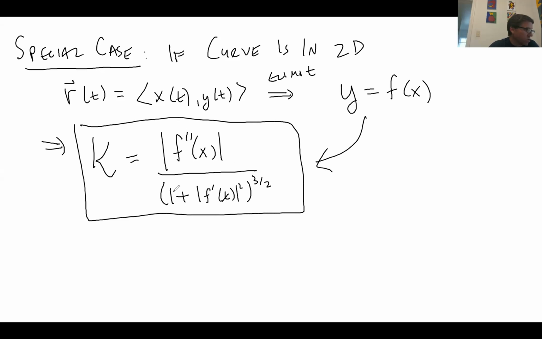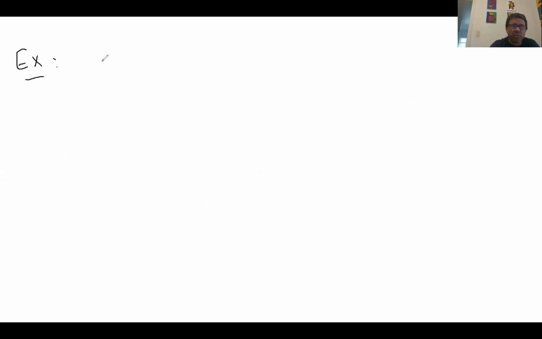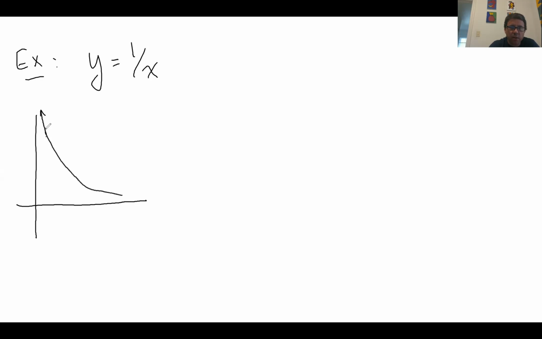So to use this one, a couple of examples here. For example, y equals 1 over x. So that curve, now we're going way back. No more vectors in this example. It just looks like half of a hyperbola if you turn your head sideways. It's the reciprocal curve, y equals 1 over x. We don't have any t's in here.